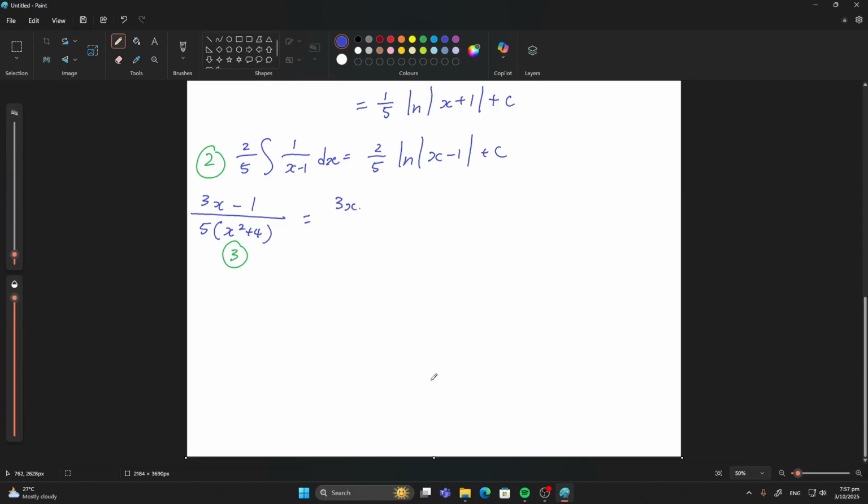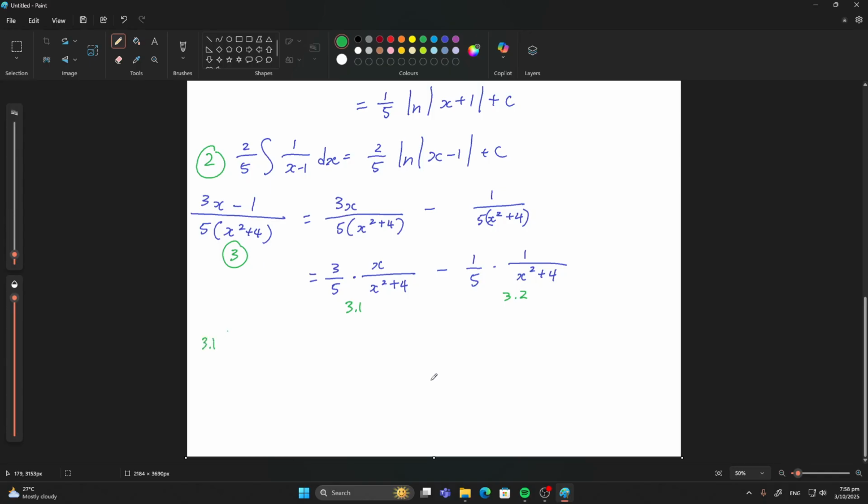Essentially it's just 3 over 5 times x squared plus 4, minus 1 over 5 times x squared plus 4. To simplify this a lot more: 3 over 5 times x over x squared plus 4, minus 1 over 5 times x squared plus 4. Now this looks a lot more believable. So let's split this into 3.1 and 3.2.